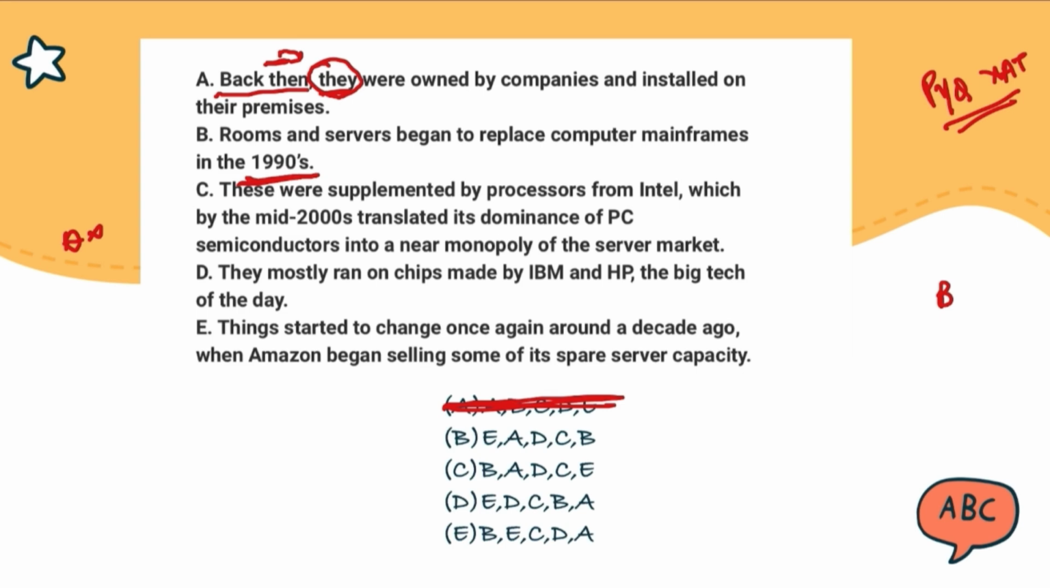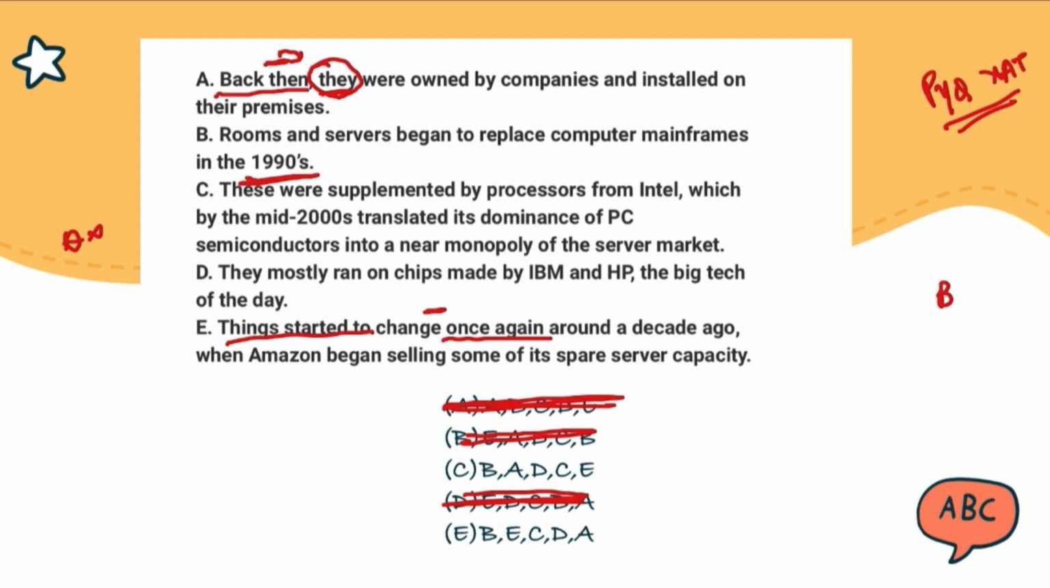So, let's look at E as well. Things started to change once again. It says once again, which means something has changed before, right? So we need another piece of information which shows change before this once again. So E cannot be the opening statement, which means I can directly cut out the E options, right? How nice.